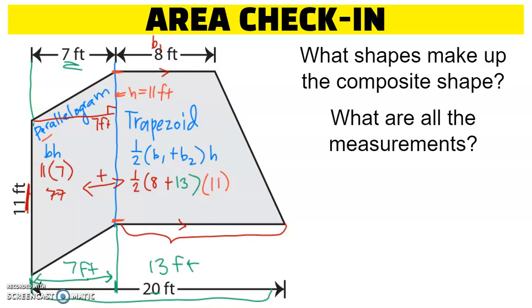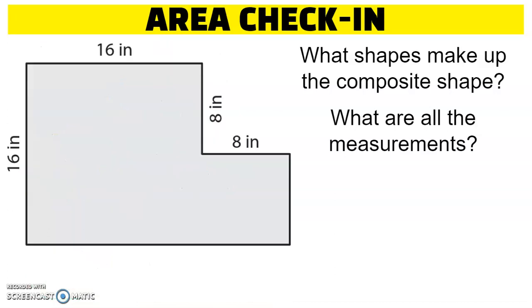And so that's the process over and over. What are my two shapes? What are the measurements? What formulas do I need? So if I look at this one, lots of ways you could see it. I could see it as two squares if I cut it like that.